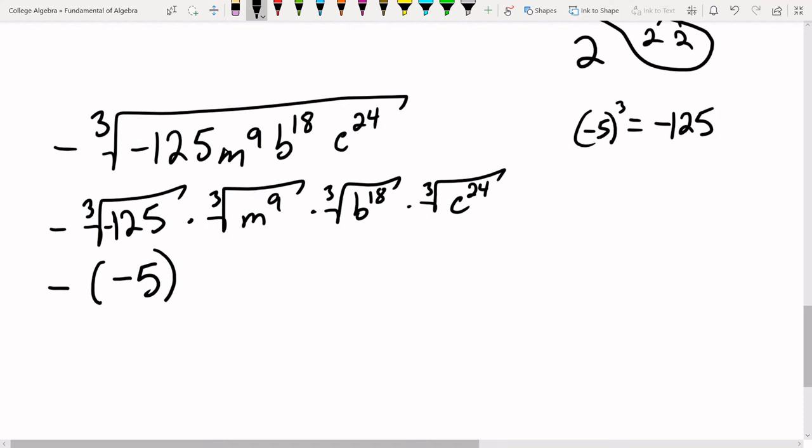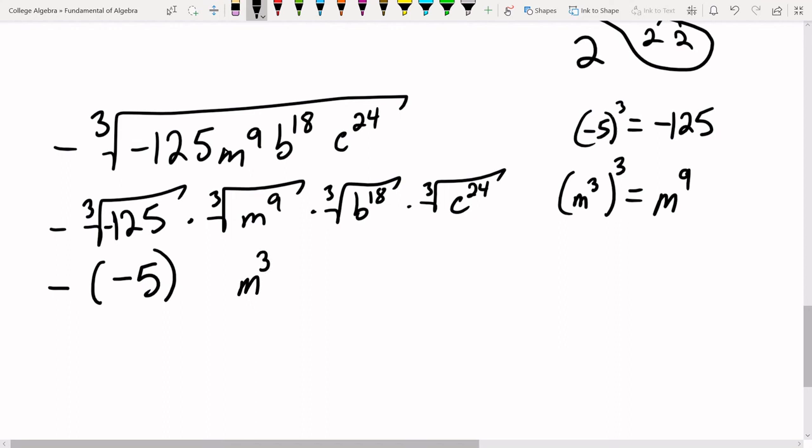Okay, now the cube root of m to the 9. This is a little less clear. There are rules that can help us with this later, but let's just try and figure this out on our own. We're trying to ask what to the third power equals m to the 9? What goes on the inside here to give us m to the 9? M cubed gives us m to the 9. That's because with a power to a power, we multiply the powers, and 3 times 3 is 9. So the cube root of m to the 9 is m cubed.